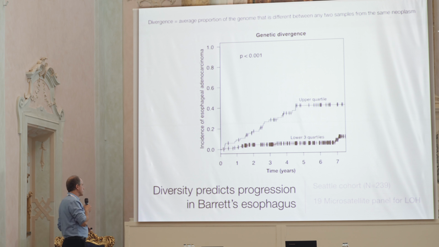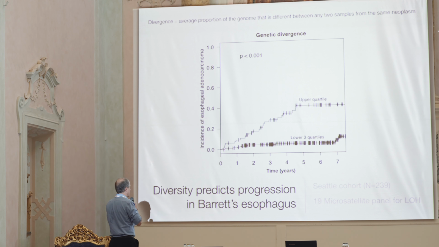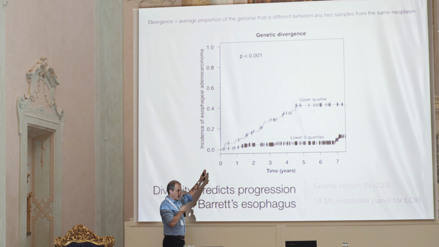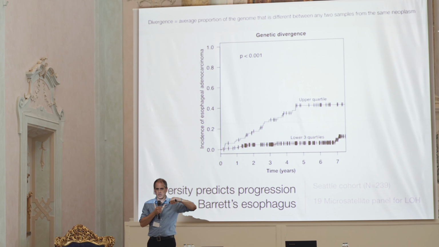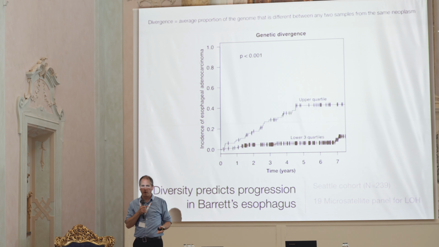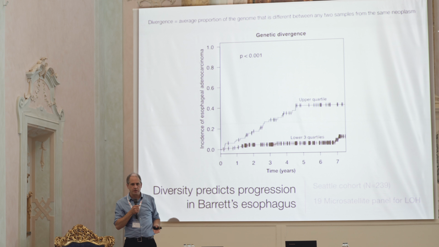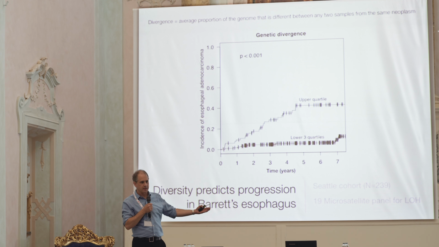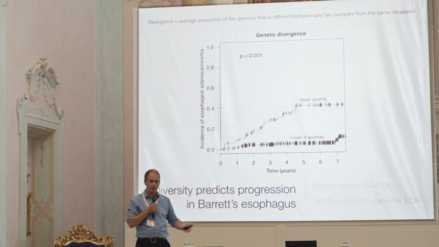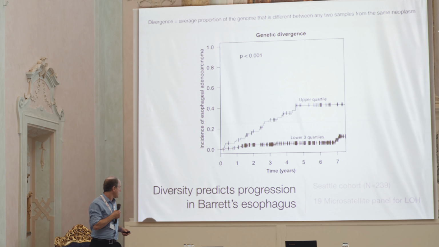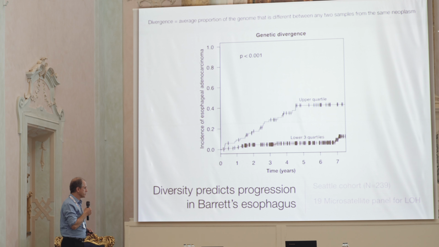Here's some early work that we did in Barrett's esophagus. At baseline, you get a measurement of multiple biopsies from the same tumor. You can calculate the amount of diversity, and what we found is that the upper quartile, people with more diversity in their tumors, are much more likely to get the cancer, esophageal adenocarcinoma, than the people with low diversity. And that was just with a small microsatellite panel because it was measured back in the late 90s.